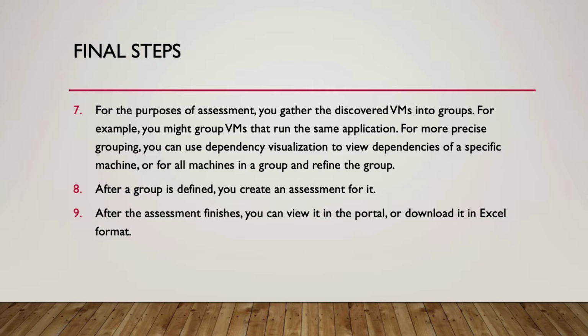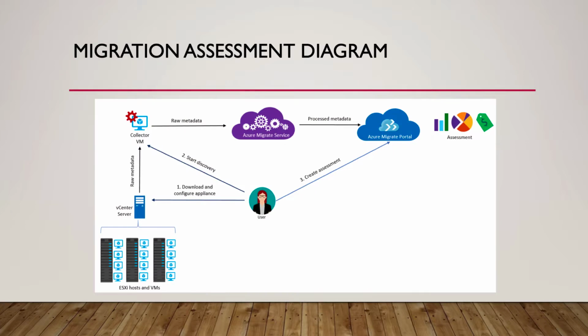After a group is defined, you create an assessment for that specific group. And after the assessment finishes, you can view it in the portal or download it in Excel format. At that point, you basically have a very good idea of how many of your VMs are ready to be moved to Azure. So it's a pretty simple process, very straightforward. For those of you who are familiar with OVA applications already, you know how to run any OVA application, and that's no different.